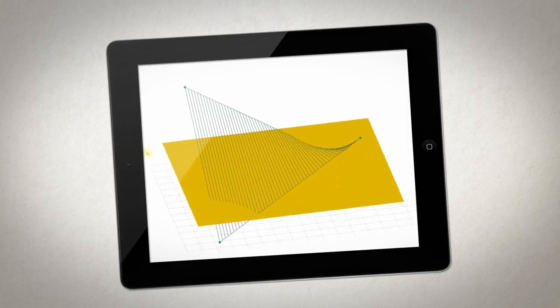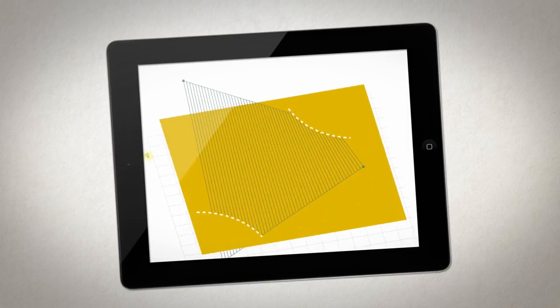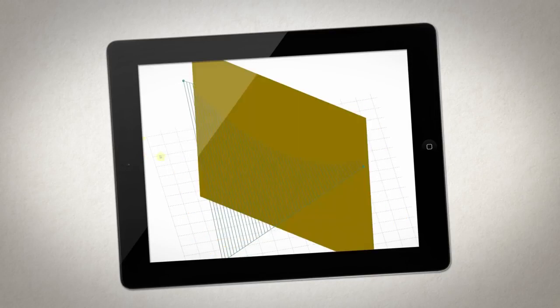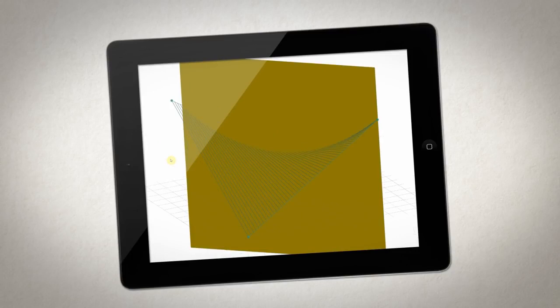By sectioning this surface with the horizontal plane, we obtain curved lines which we verify as being hyperbolas. Intersections with vertical planes will render parabolas.